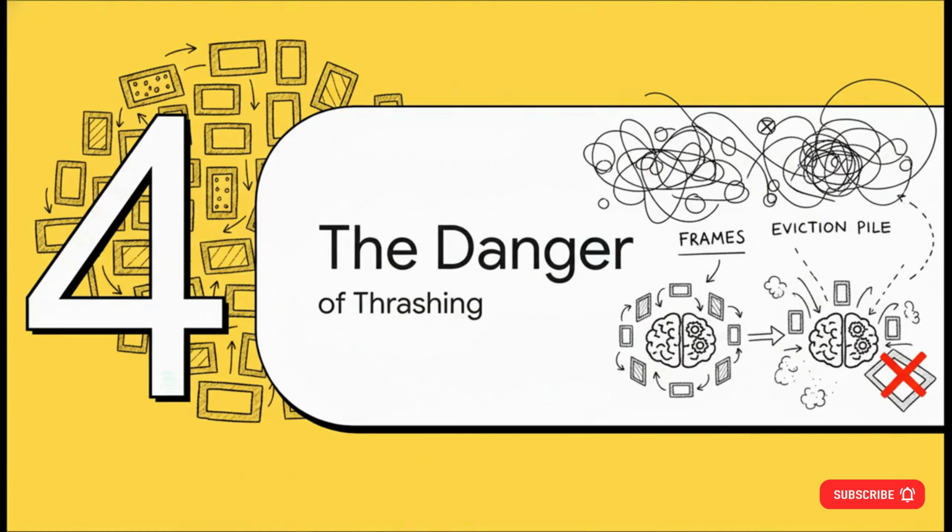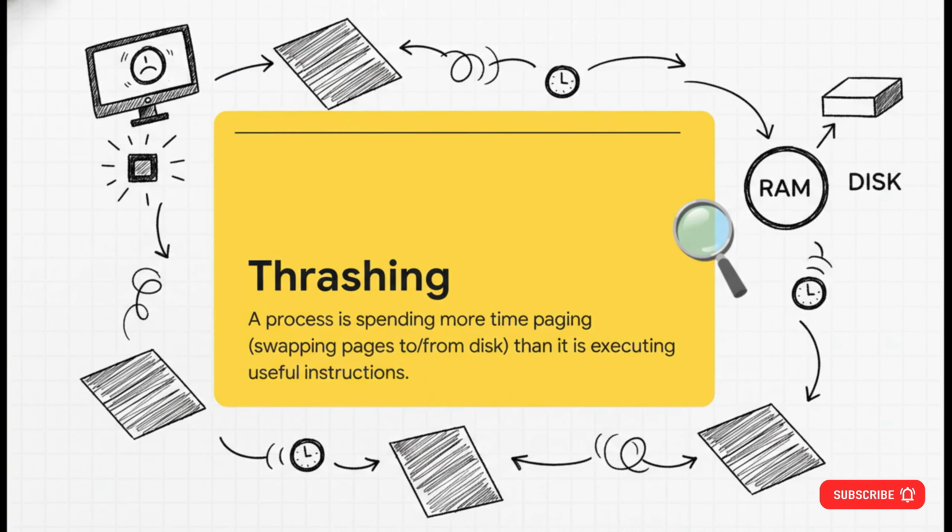Now, managing all these pages is a really delicate balancing act. If the operating system starts making poor decisions about which pages to keep and which to evict, it can lead to this disastrous state where the entire system just grinds to a halt. And this disaster has a name. It's called thrashing. You've probably experienced this.